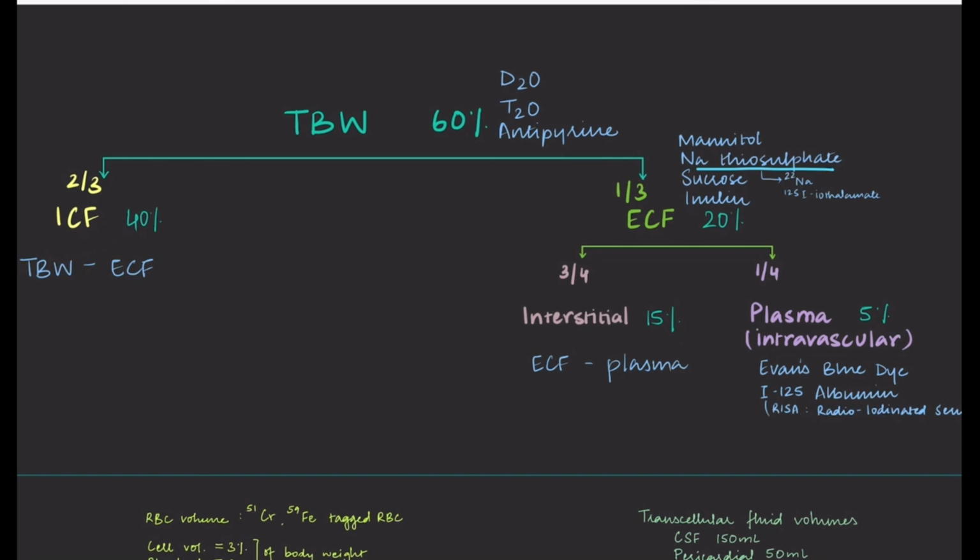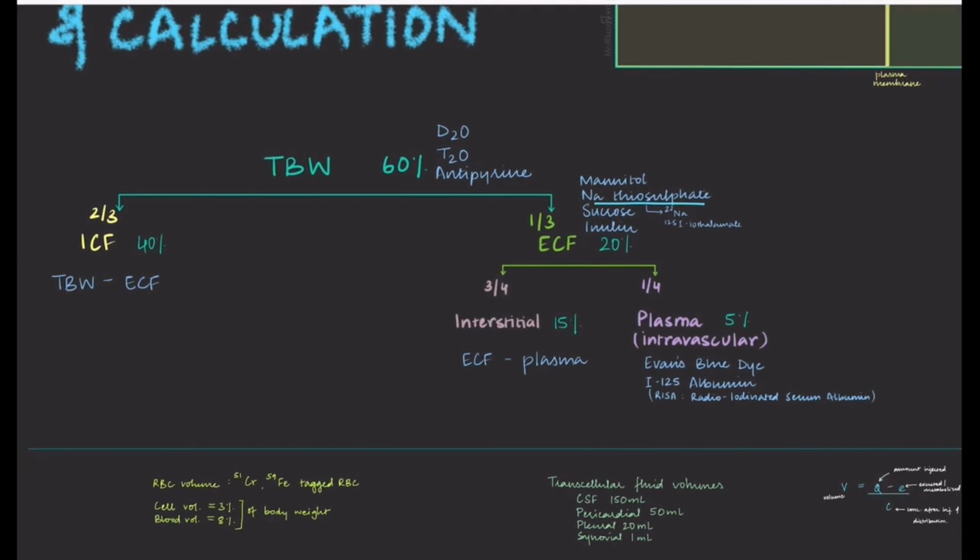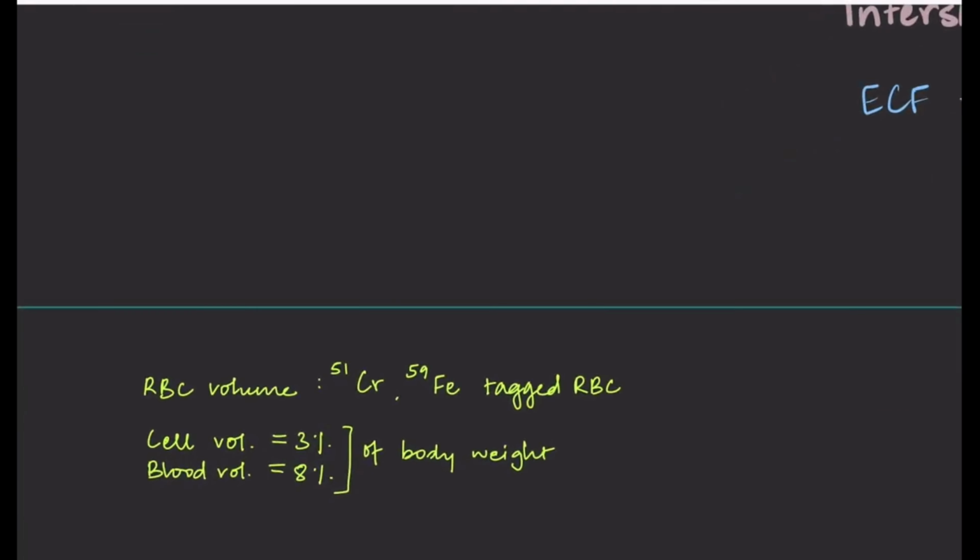Now, the plasma volume can be measured using Evans blue dye and RISA, which is radioiodinated serum albumin, which is radio-labeled iodine 125 albumin. And similarly, the interstitial compartment can be measured by subtracting the plasma volume from the extracellular fluid volume. A few things to note are that the RBC volume can be measured using 51 chromium, 59 iron tied RBCs. Cell volume is 3% of body's total weight and blood volume is 8% of the body weight.